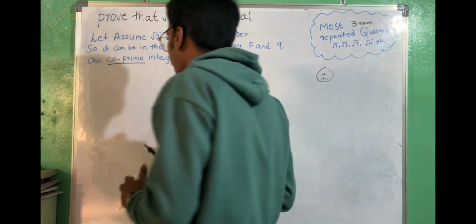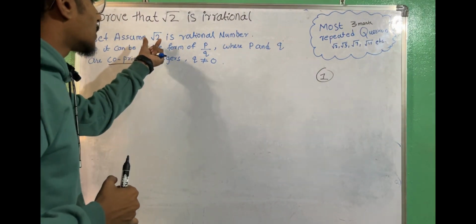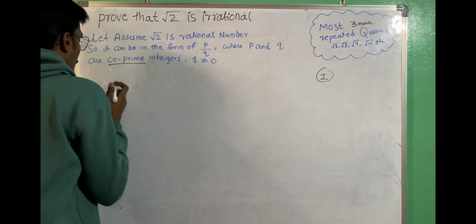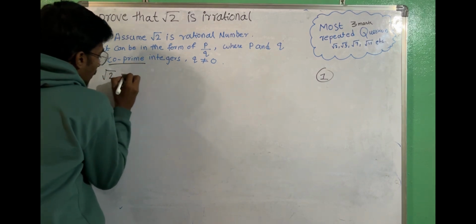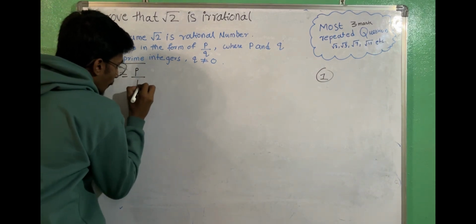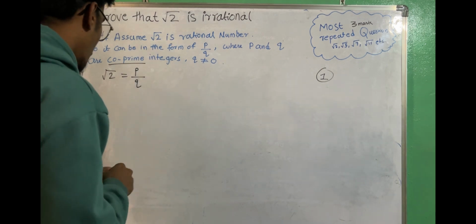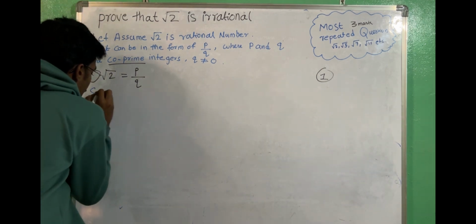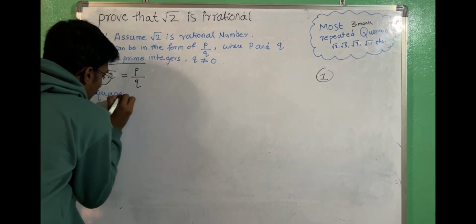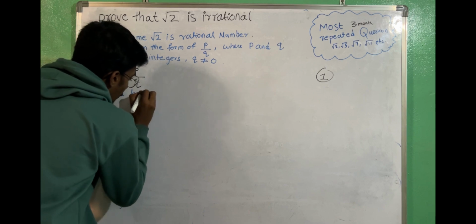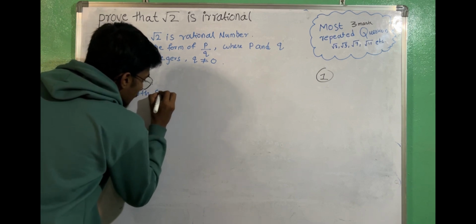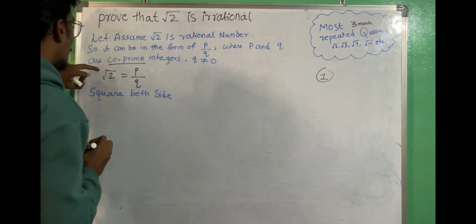Okay. अगर रूट 2 रैशनल नंबर है तो हमें इसे रैशनल नंबर के फॉर्म में लिखना है. Root 2 is equal to p by q. Now you have to square both sides. What is the square of root 2?